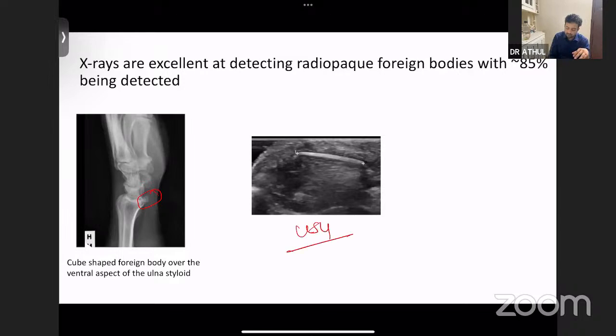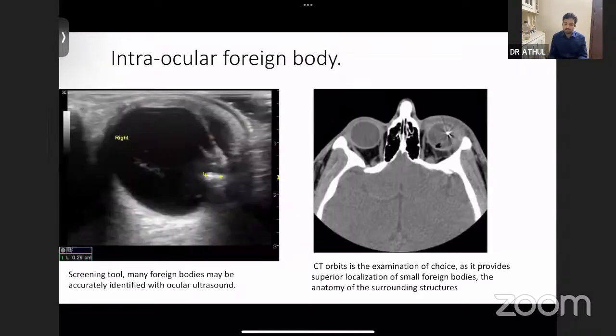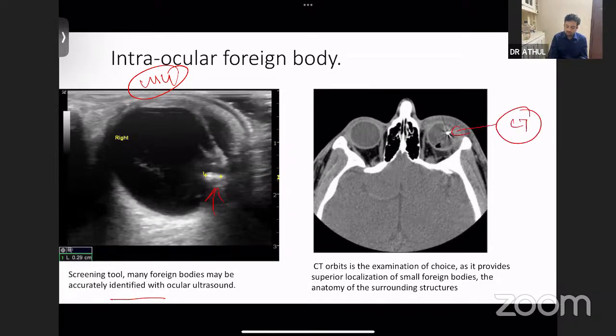Also, ultrasound of the local part is very useful for picking up these foreign bodies. Whenever you are dealing with an intraocular foreign body, ultrasound of the eye is an excellent investigation. See, this is an ultrasound of the eye. You are able to see the foreign body here. There is no radiation exposure, and you can just put a probe and see the foreign body. Also, CT is very excellent in demonstrating an ocular foreign body.